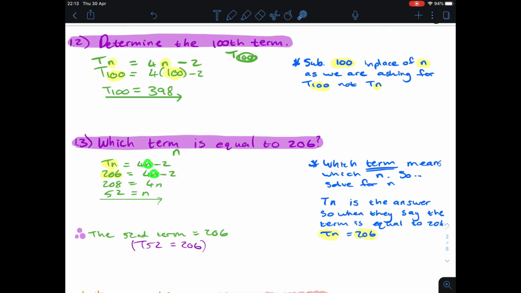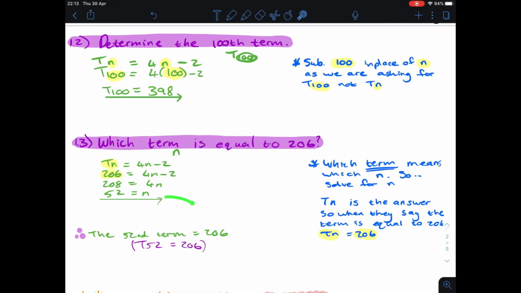I cannot actually put something in n's place because I want to solve for n. Now the way I solve for n is by inverse operations. So I'm going to take the negative 2 to the other side. It becomes adding 2. So 206 plus 2 is 208, and that's equal to 4n. But I do not want to solve for 4n. I want to solve for n. So I need to divide by 4 on both sides. So 208 divided by 4 is 52.